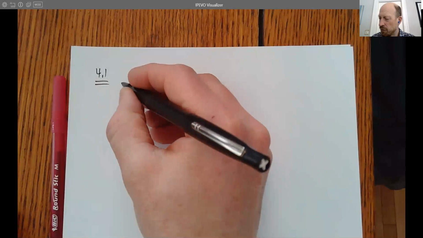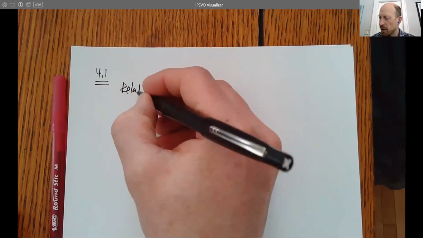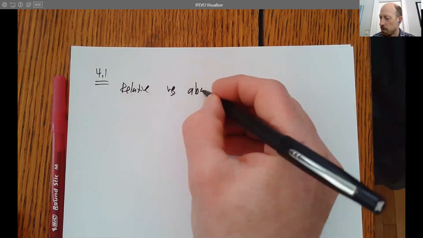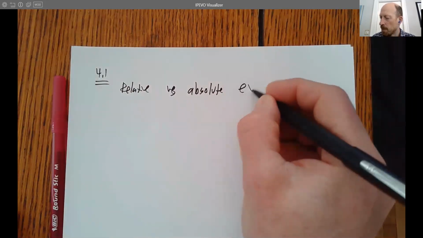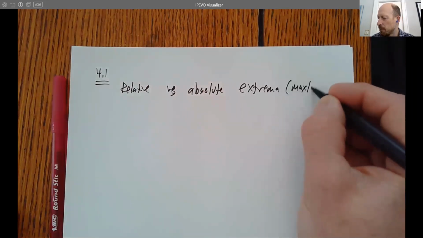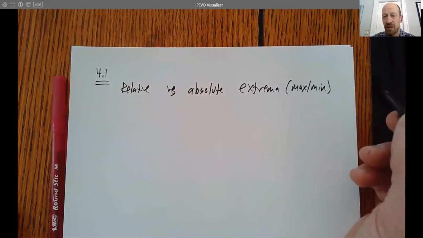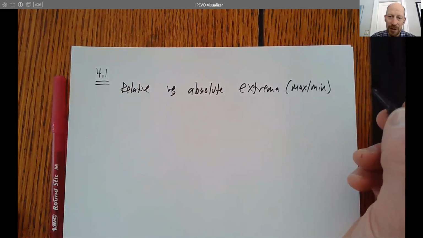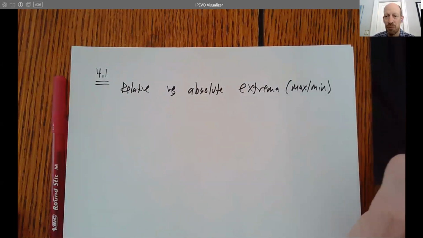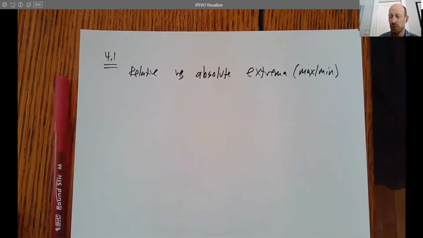And it's very important that we understand relative versus absolute extrema. So extrema just is max or min. Like, rather than saying max min, we say extrema, or we say max min, but extrema sounds better. The plural. So there's some definitions here, relative versus absolute extrema.